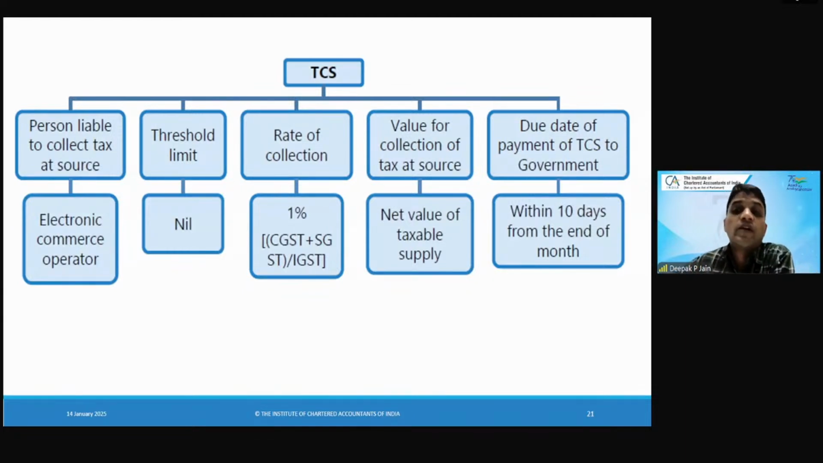So in TDS, where the location of supplier, place of recipient and place of supply are in 3 different states, will TDS be applicable? No. If the location of supplier and place of recipient are in different states, then TDS will not be deducted.